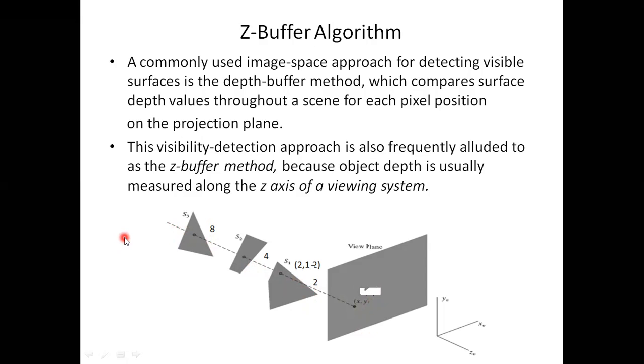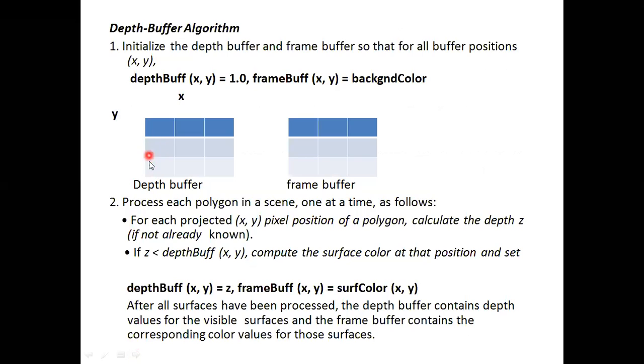Now let us check the working of this. For the implementation of this Z buffer algorithm, we will require 2 buffers, called the depth buffer and the frame buffer. In both buffers, the row says x values and the column says y values.